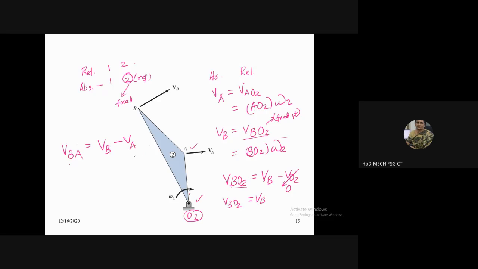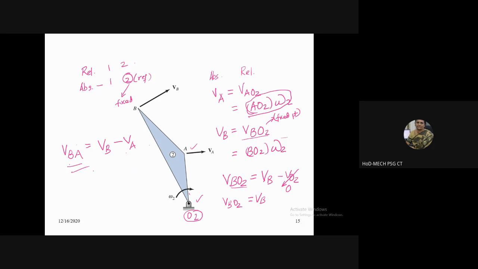What is VA? VA we've written here: CO2 times omega 2. First of all, it is not 0. That much is clear. So VBA is VB minus VA only. It cannot be written as VB. Why is VBO2 equal to VB and why is VBA not VB? Is it clear now, going by the equations? Yes, ma'am. Okay.